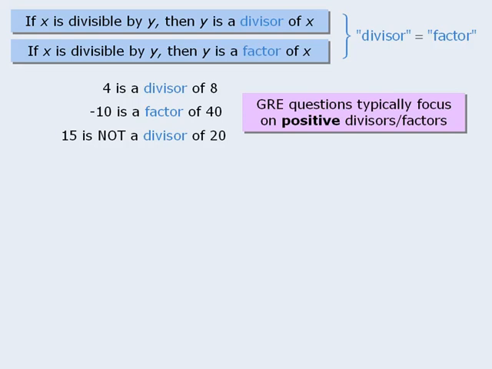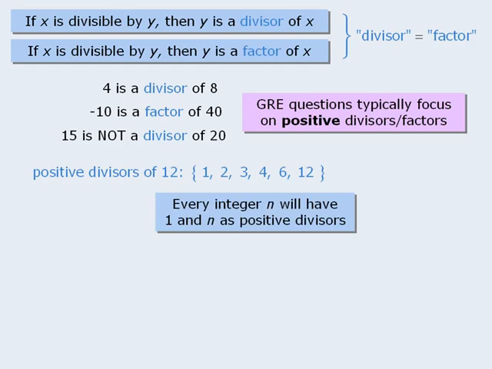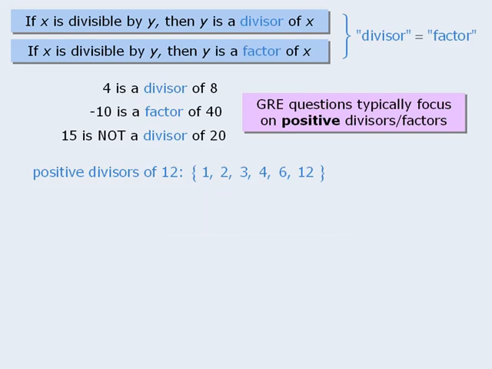Alright, now let's practice our knowledge of divisors. What are the positive divisors of 12? Well, the positive divisors of 12 are 1, 2, 3, 4, 6, and 12. All of these integers divide into 12 without leaving a remainder. Notice that the positive divisors of 12 include 1 and 12. As you might imagine, every integer n will have 1 and n as its positive divisors. Alright, to continue, the positive divisors of 9 are 1, 3, and 9.